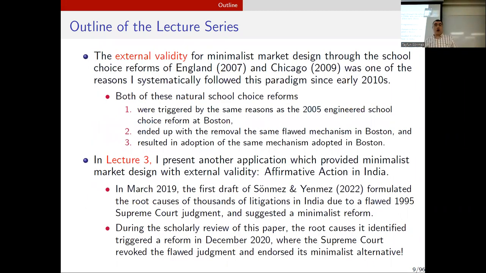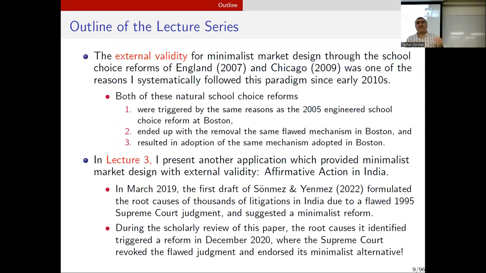So, the external validity. Something pretty interesting happened in the early 2010s. The reform that we guided at Boston Public Schools had three main elements. There was a broken system, and there was the root cause of that, the reason it was broken. And there was its resolution in a minimalist way.